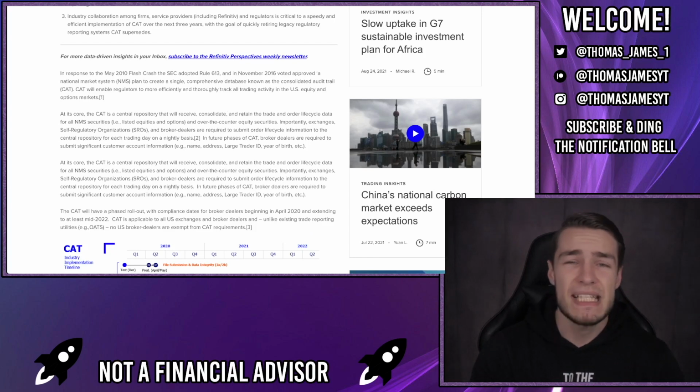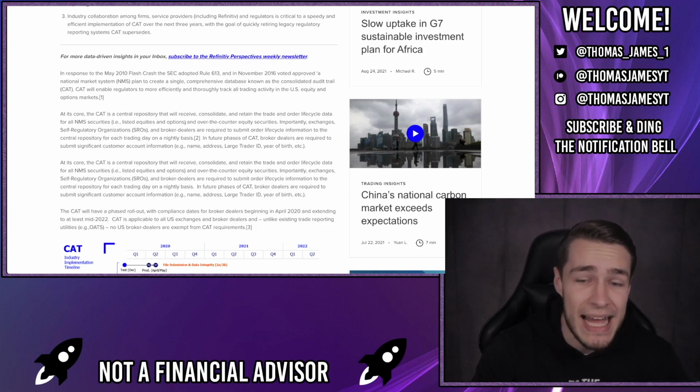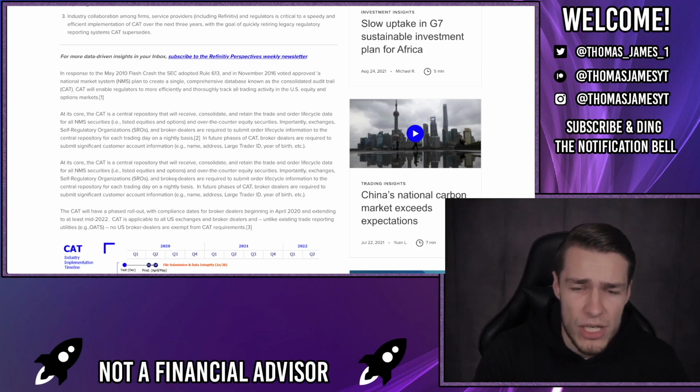One first massive advantage of the CAT system is that it retains the trade and order lifecycle data for all NMS securities, as in listed equities and options, and over-the-counter equity securities. Importantly, exchanges, self-regulatory organisations, or SROs, and broker-dealers are required to submit order lifecycle information to the central repository for each trading day on a nightly basis.